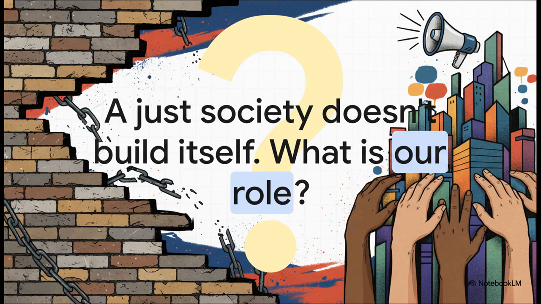Look, systemic racism was built, piece by piece, over centuries. It has to be named, analyzed, and overcome. And that leaves us with a final question, for all of us. A just society doesn't just happen on its own. It has to be built intentionally and continuously. What role are we going to play in that process?